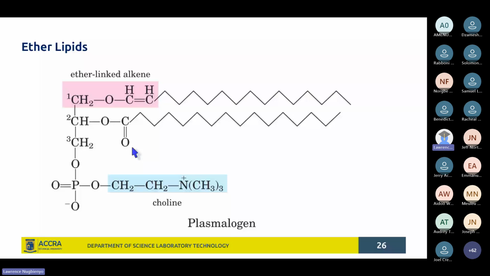Then, of course, the example we are seeing here is a plasmalogen, where you have a phosphate group, and then on the phosphate group, you have choline. And these plasmalogens also carry out different functions in the circulatory system, in the nervous system, in the immune system. You find these structures, the plasmalogens.